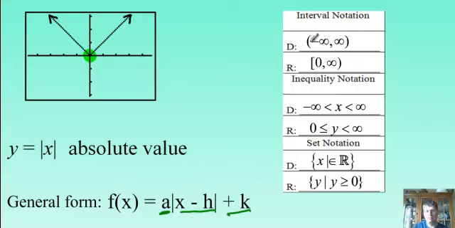Interval notation: domain, negative infinity to positive infinity, and the range. So this one's really going to be exactly like the quadratic. So go ahead and you can pause it and copy that down, and I'm going to move on from here.